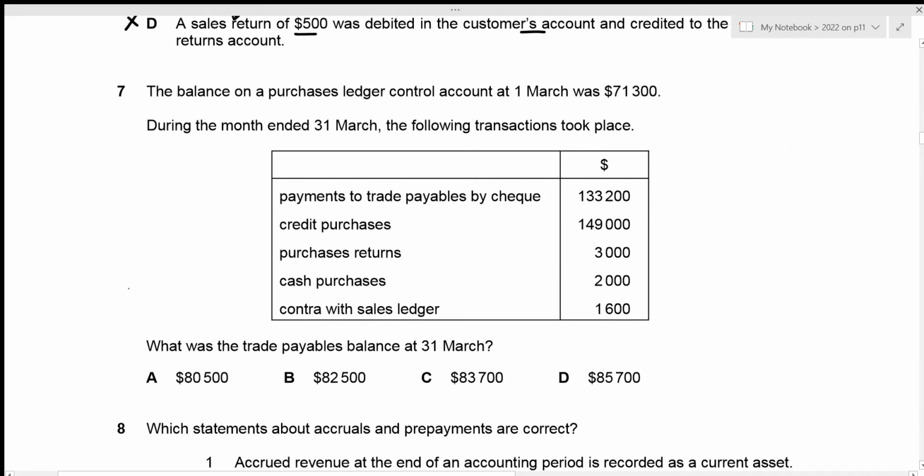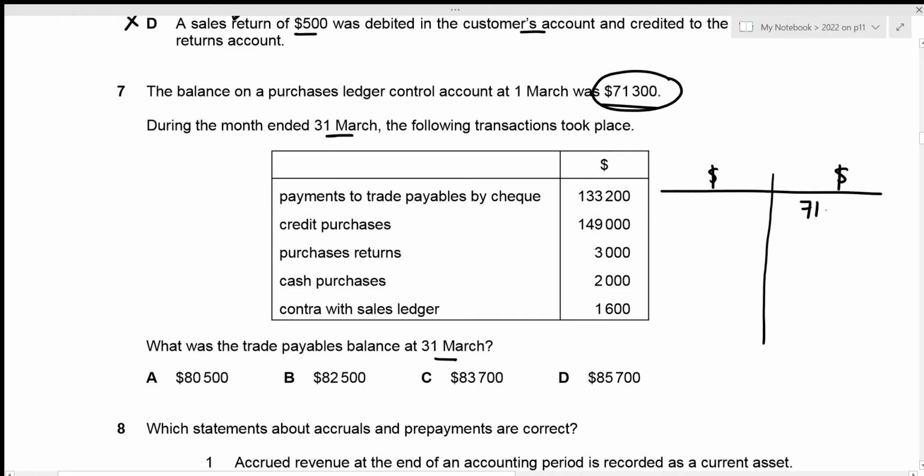The balance on a purchases ledger control account at 1st March was 71,300. During the month ended 31st March, the following transactions took place, and we need to figure out the trade payables balance at 31st March, which is just the closing balance for purchases ledger control account. So I'm just going to prepare the purchases ledger control account right here. This is the debit side and this is the credit side. We have our opening balance, and the opening balance in the purchases ledger control account is always recorded on the credit side. So that will be 71,300.